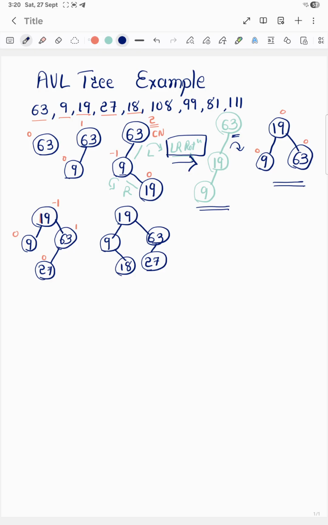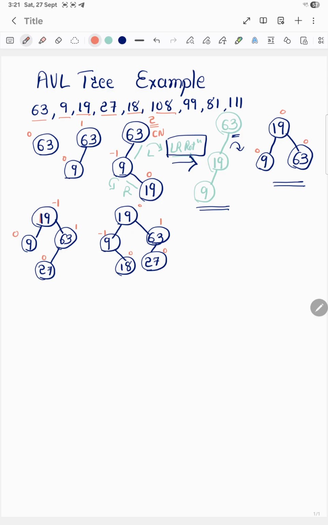Again the same thing, we need to check the balance factor. For 18 it's 0, for 27 it's 0, for 63 it's 1, for 9 it's minus 1, right? And for 19 it's 0. So this is what I get after inserting 18. Still there is no issue, so I can go ahead with the next element.